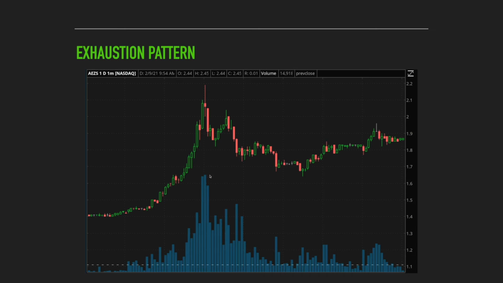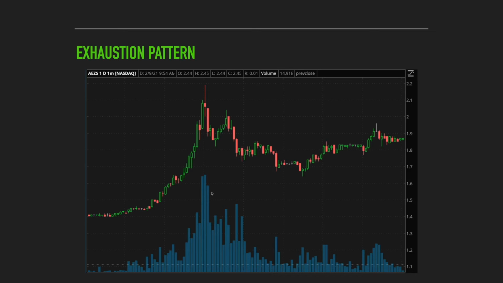And once we see these big spikes in the volume, that is essentially when the stock is starting to sprint. And again, this pattern can be a really good indicator that the stock is going to pull back or even completely reverse to the downside. And that's exactly what we see start to happen here with AEZS.